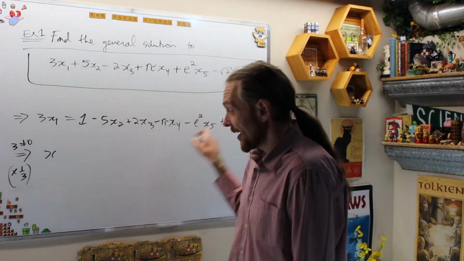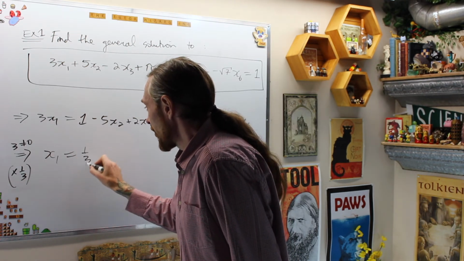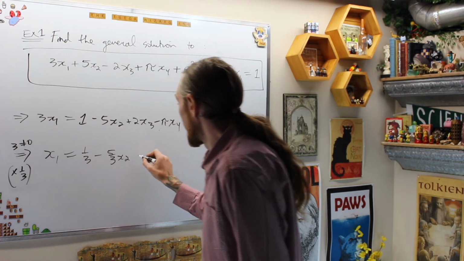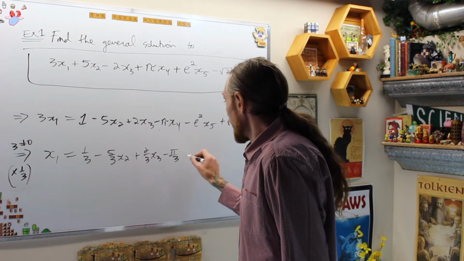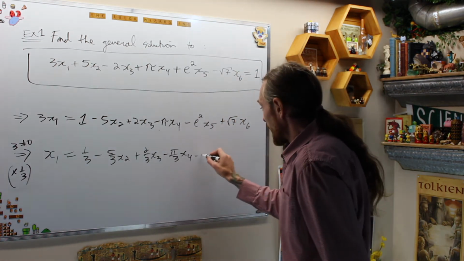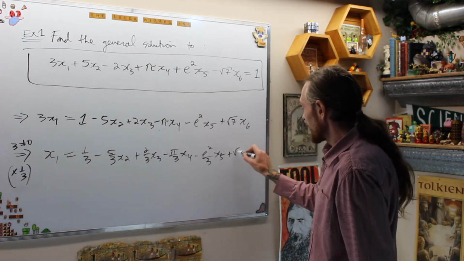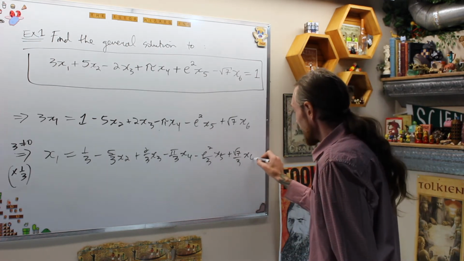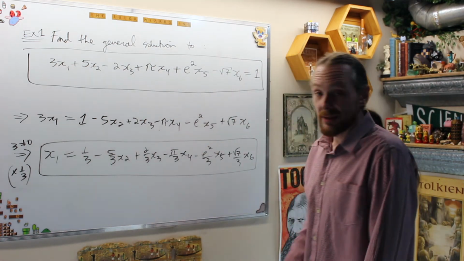on both sides, and I get x1 is equal to 1 over 3 minus 5 over 3 x2 plus 2 over 3 x3 minus pi over 3 x4. Is that larger or smaller than 1? Larger. Minus e squared over 3, larger than 1, x5 plus root 7 over 3, less than 1, x6. This is our solution, and then what's our general solution going to look like?